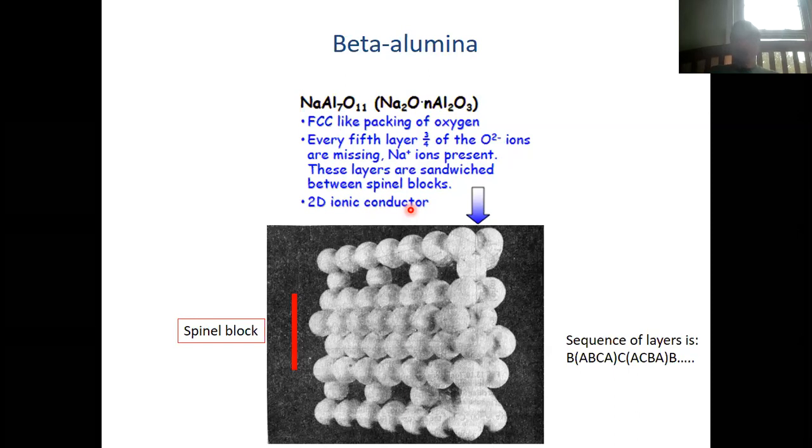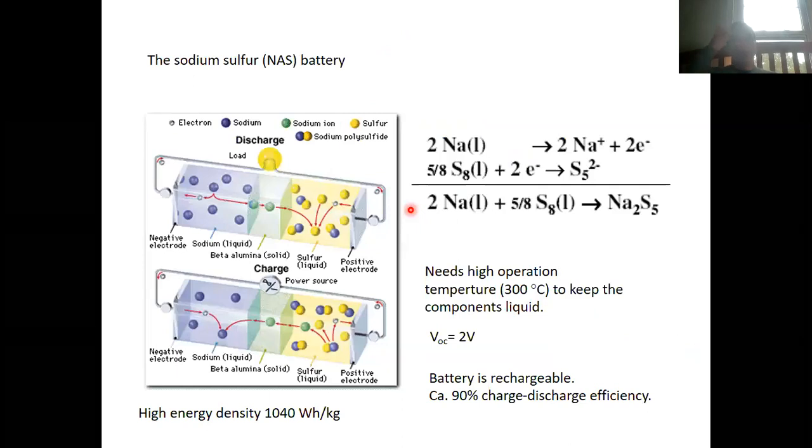All right. Now, one application of the beta-alumina is in batteries, in particular sodium-sulfur batteries, because of the high temperature and chemical stability of the beta-alumina. So a sodium-sulfur battery is shown schematically here.